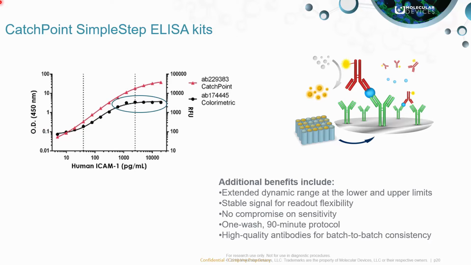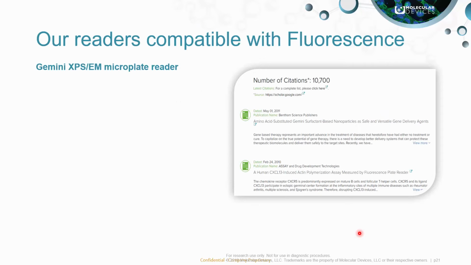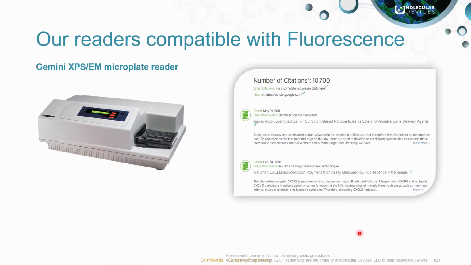Some of the other additional benefits include the extended dynamic range, which I mentioned, stable signal for readout flexibility, no compromise in sensitivity, only one wash with only 90 minutes, and high quality antibodies from batch to batch provide consistency. The single-mode reader from Molecular Devices which is compatible with fluorescence is the Gemini.